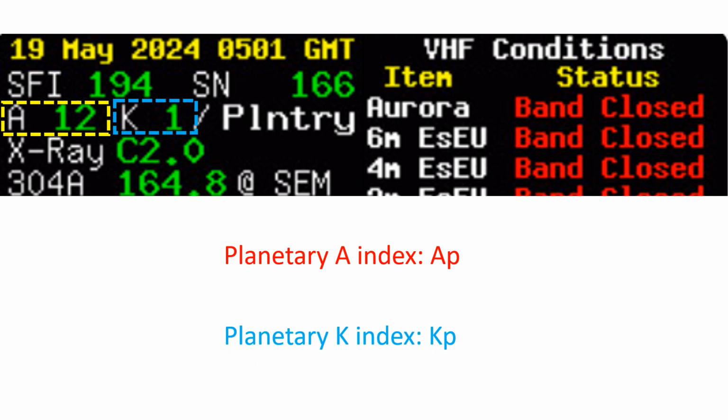Planetary K index or KP index indicates the short-term stability of Earth's magnetic field. NOAA Space Weather Prediction Center updates it every 3 hours. It has a range from 0 to 9, and values above 5 are unfavorable for radio propagation. In the recent G5 geomagnetic storm, the value was 9. The image shown here has a KP index of only 1, which is quite favorable.